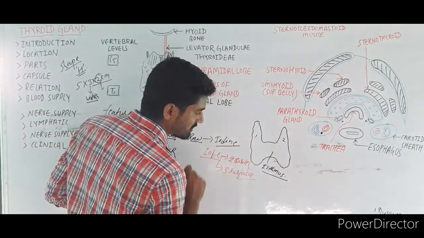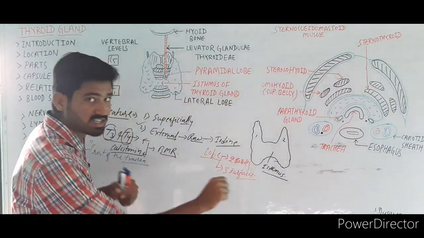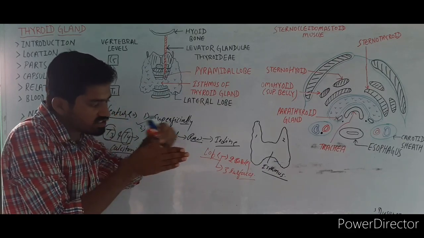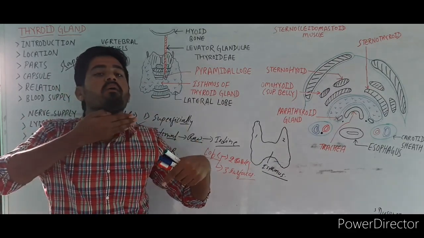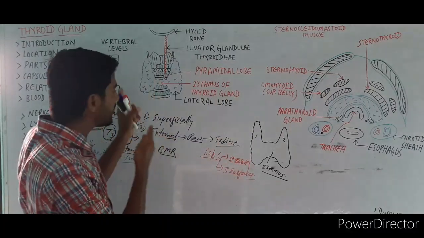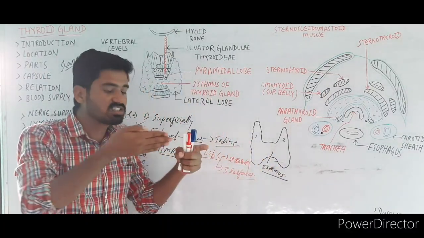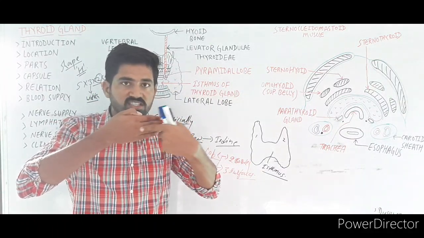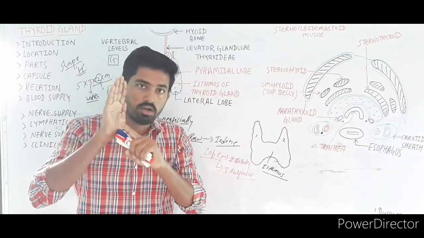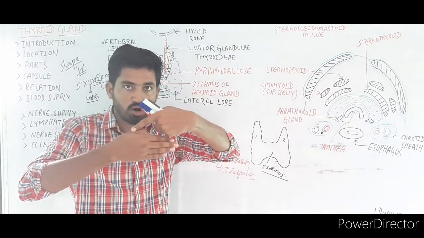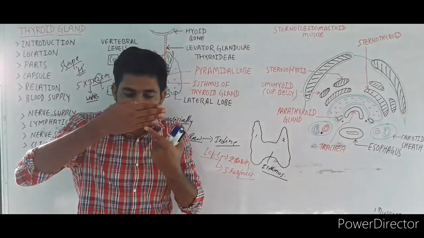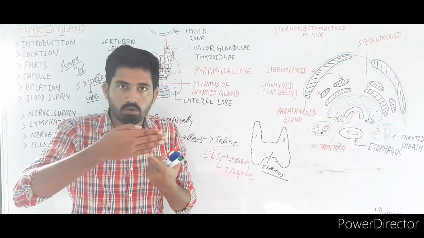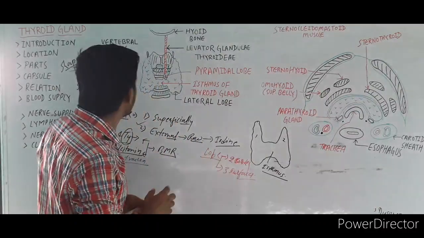Now the isthmus. Assume this is the isthmus, with one lobe here and the second lobe here. The isthmus lies in front of the trachea and connects the two lobes with each other. This is the anterior surface, and this is the posterior surface. One border is here, the superior border, and one border is here, the inferior border. In some books it is called the upper border and the lower border. So these are the parts of the thyroid gland.